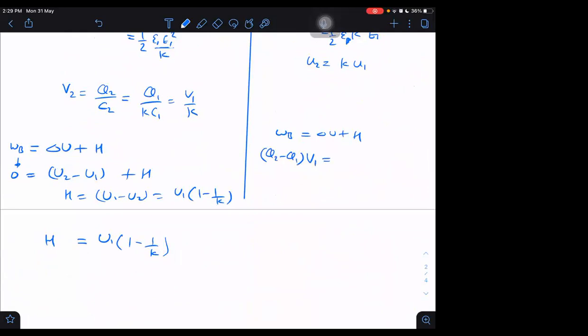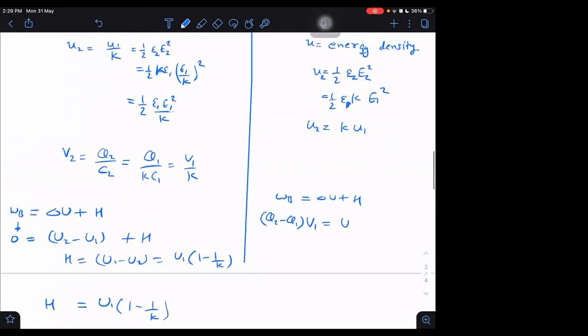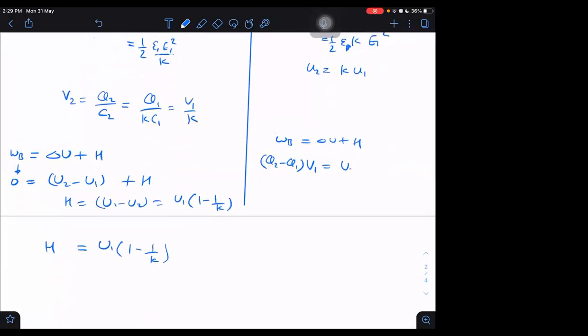So I can write delta U. Will delta U be the same or different? U becomes k times, so U2 minus U1 plus H. U2 is k times (k minus 1) into U1 plus H. And what about Q2 minus Q1? I can write it as (k minus 1) into Q1.